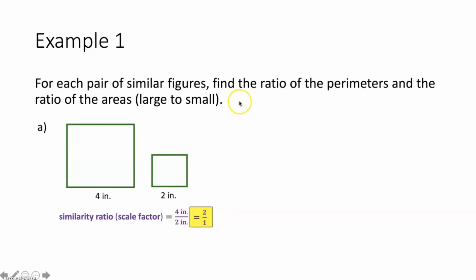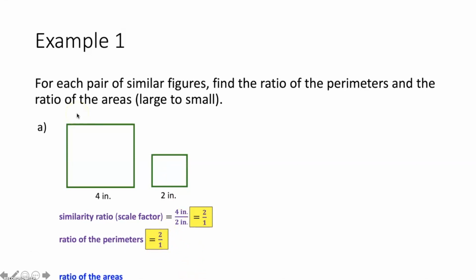Now, if you recall, we are finding the ratio of the perimeters and the ratio of the areas. So how do we do that? Well, let's first start by finding the ratio of the perimeters. Remember, the ratio of the perimeters is actually equal to the similarity ratio or scale factor. So we say that the ratio of the perimeters is also going to equal 2 over 1. Again, what this is saying is that if you were to find the perimeter of this large quadrilateral and put it over the perimeter of this small quadrilateral and simplify that ratio down, you would get 2 to 1.